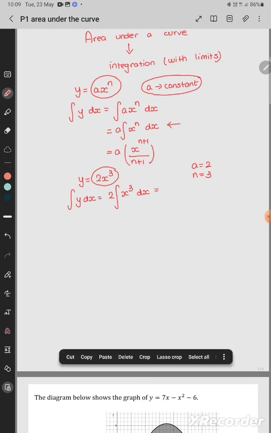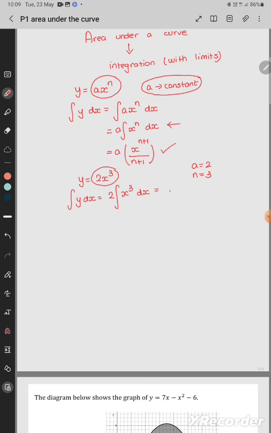If I follow this formula, it will become 2 into x to the power of 3 plus 1 by 3 plus 1. So that becomes 2 into x to the power of 4 by 4. That's half, so half x to the power of 4. Here, since no limits are given, we have to add a c at the end. And if limits were given, then we have to use the limits to find out the final answer.